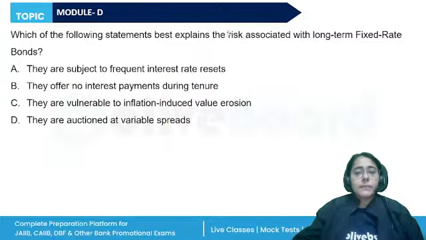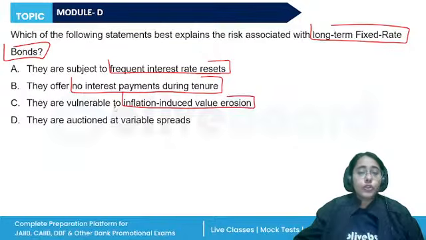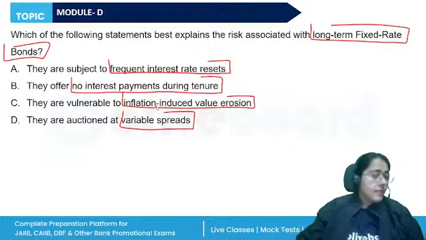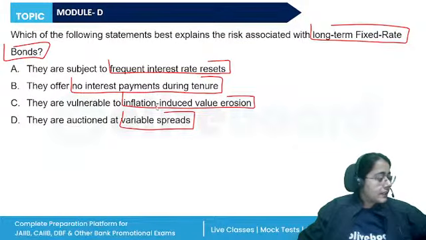Which of the following statements best explain the risk associated with the long-term fixed rate bonds? They are subject to frequent interest rate resets. They offer no interest payment during tenure. They're vulnerable to inflation-induced value erosion. They're auctioned at variable spreads. So the fixed rate bonds which are issued by the government, what is the risk associated with them?